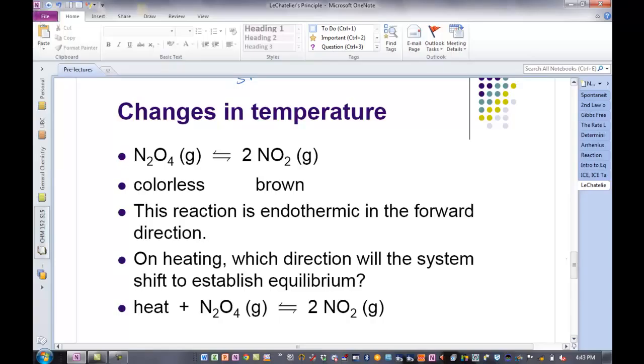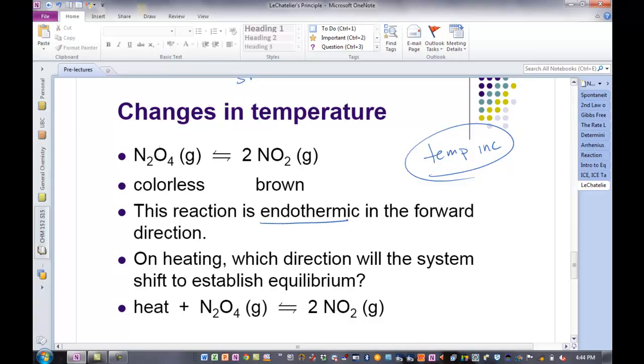Change in temperature. Now let's just focus on a temperature increase for now, because that's what the two problems in Sapling do. We'll do a temperature decrease in class. Which way it shifts will depend on whether it's endothermic or exothermic. So this reaction happens to be endothermic. We have to break a bond here, break apart N2O4 to get to NO2, so we're going to have to put in some energy to do that.